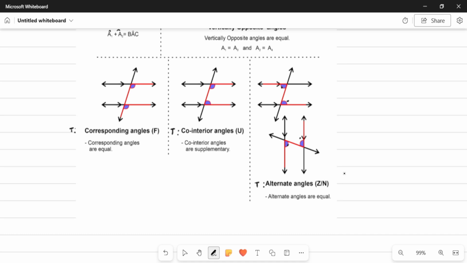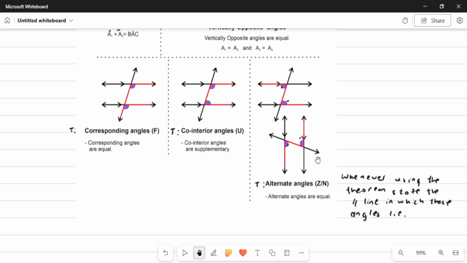And what we're going to see is, whenever using the theorem, state the parallel lines in which these angles lie. Right, very important stuff. Very, very important stuff. You will lose marks if you do not state these parallel lines.